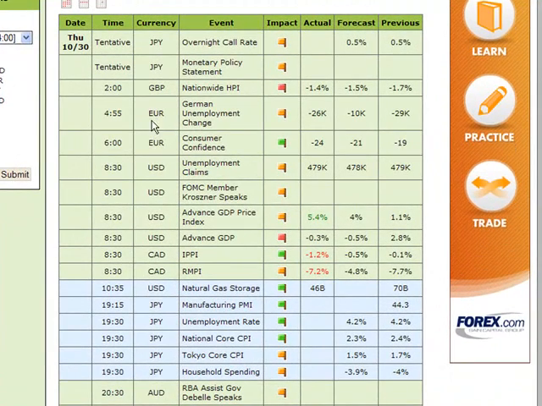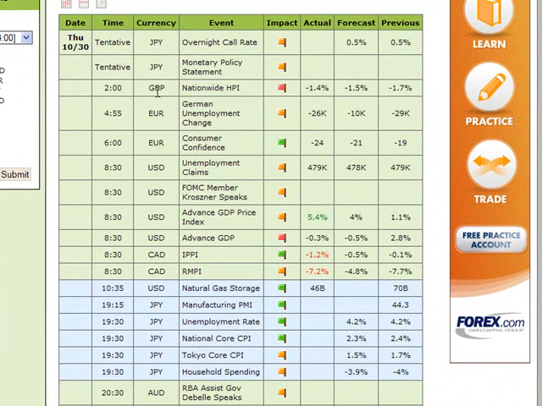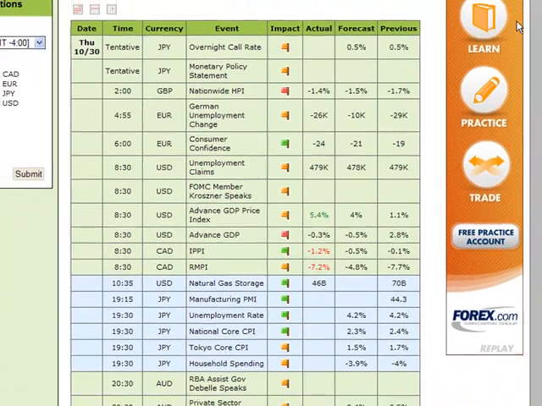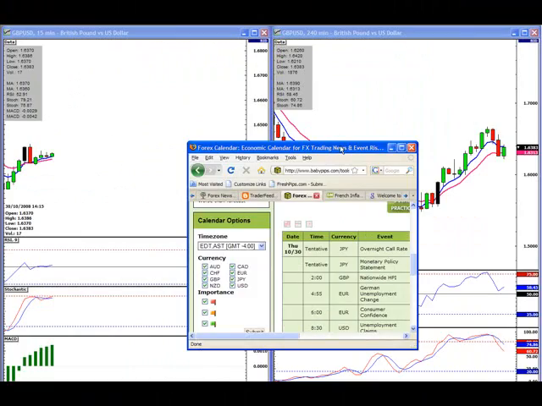News for the day. Let's take a look. We have nationwide HPI for the sterling at 2, and advanced GDP at 8:30. So 2 and 8:30 were the time areas to look out for.